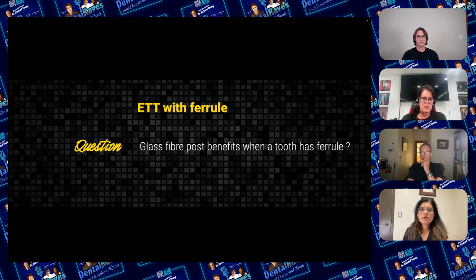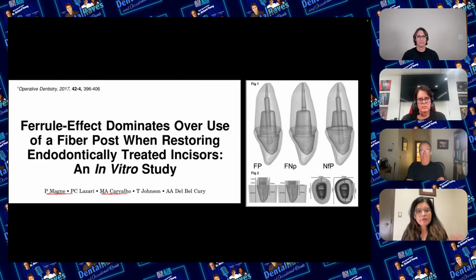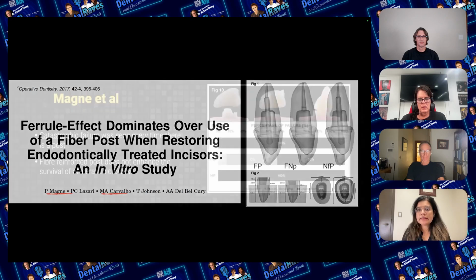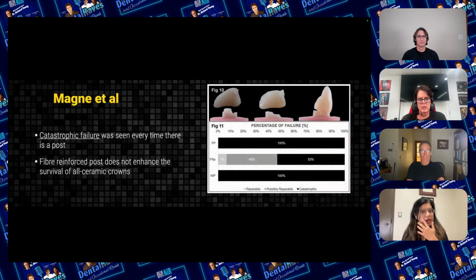So let's do a take-home message. For ETTs, endodontically treated teeth with ferrule, the question is, will the glass fiber post benefit when a tooth has ferrule? I would like to answer that with another paper from Manier, which talks about how the ferrule effect dominates over the use of fiber post when restoring ETTs, and they showed that through this in vitro study. What they saw was that catastrophic failure occurred every time there was a glass fiber post. And the fiber reinforced post does not enhance the survival of all ceramic crowns.